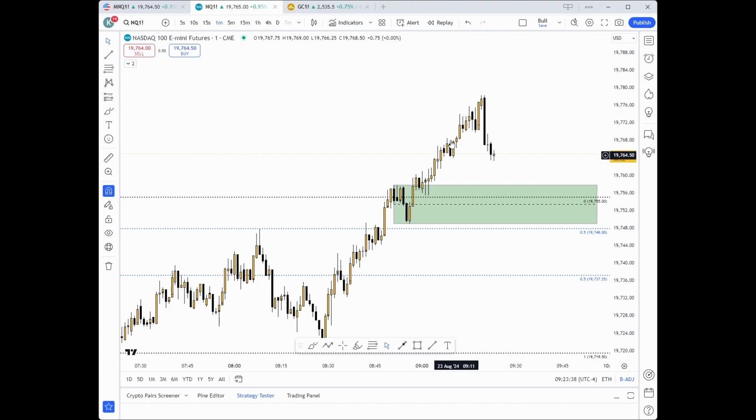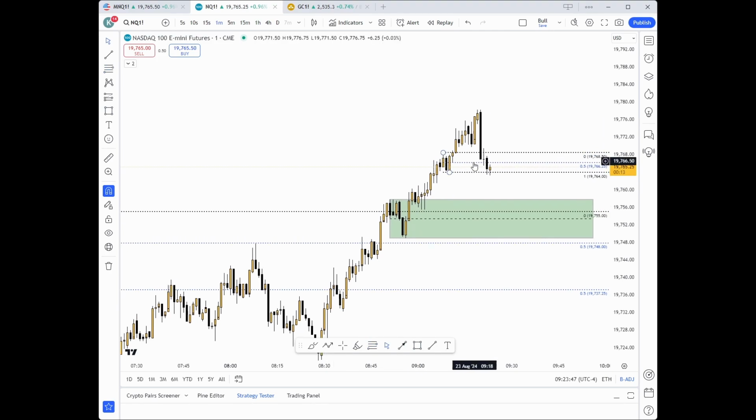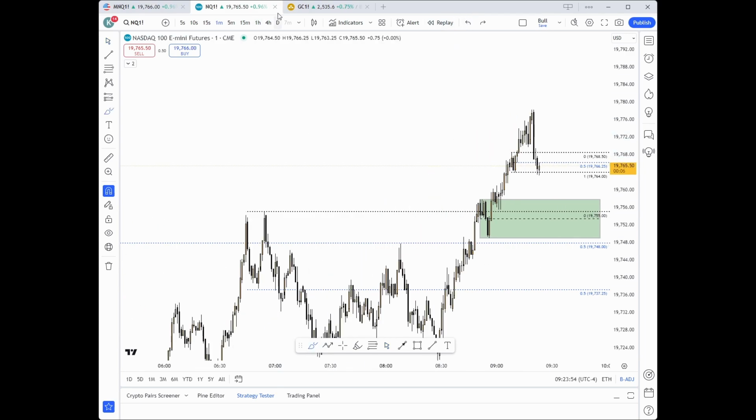I suppose this was technically a zone. Didn't we have that earlier? This might give you your trade back into the area, if we're going to head lower, that is.